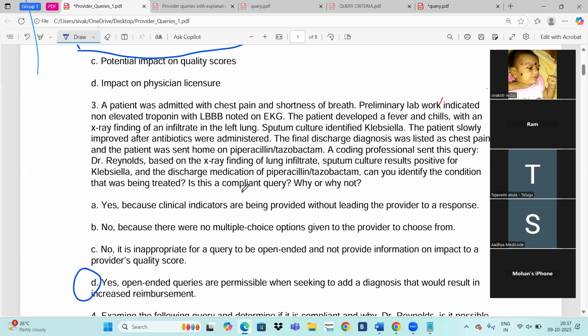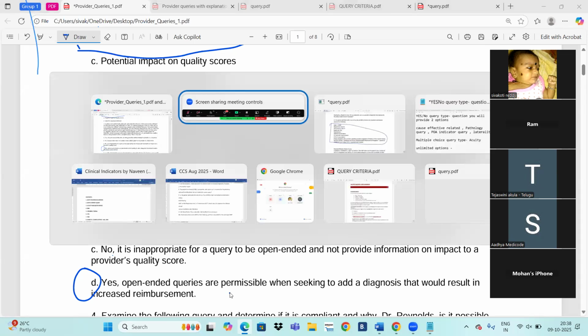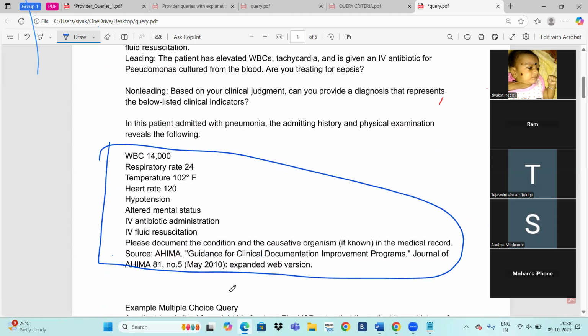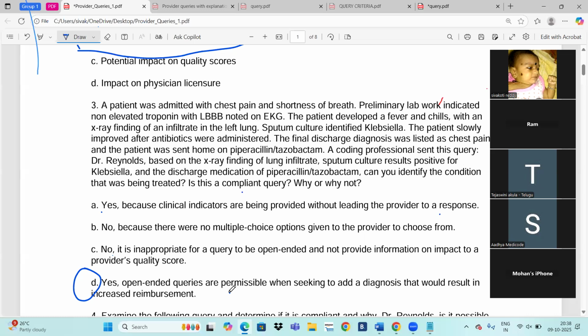It was a compliant query. We have two options: it was without leading the provider's response, or we need an open-ended query, which is permissible. We need to raise it in open-ended format. These are the open-ended format queries. So in the compliant version, open-ended, like free text, we need to type everything. So that is the open-ended process. Clear? Yes, open-ended query is permissible. Clear?